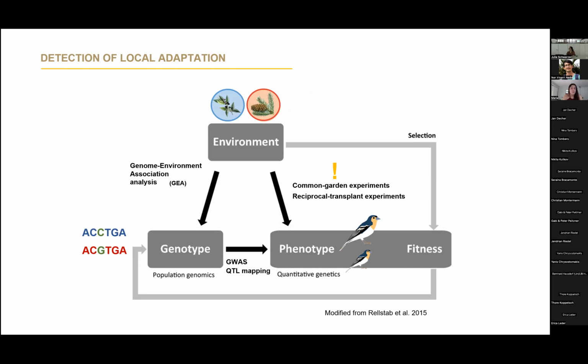Another important factor to take into account is that most adaptive traits are polygenic and therefore leave this signature of selection spread along the genome because there are many loci of small effect. And this is usually challenging to detect. However, these methods, the genome environment association analysis and the genome-wide association studies, are powerful methods to detect this kind of polygenic selection.